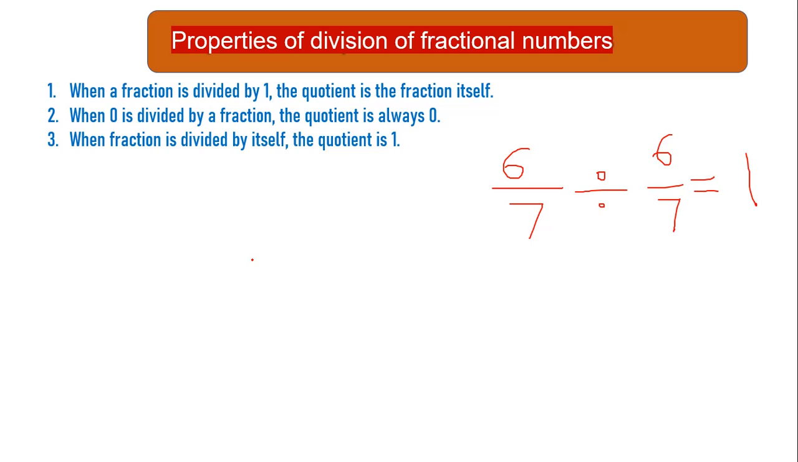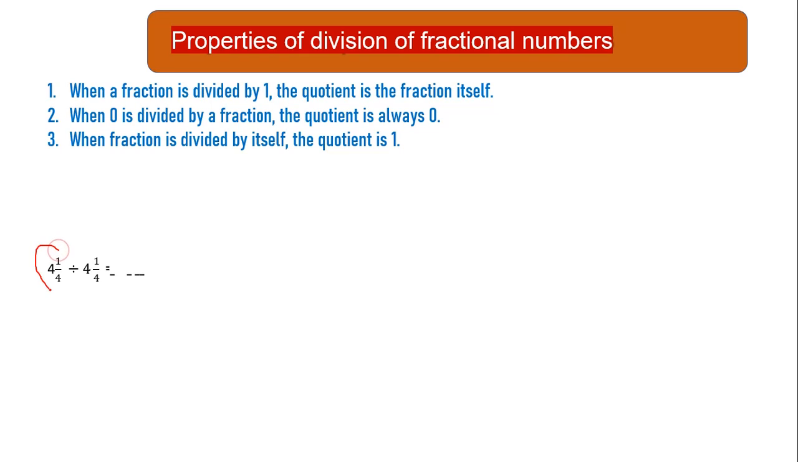Based on this, we will solve some fill in the blanks problems. Here is the problem. 4 1 by 4 divided by 4 1 by 4. As you can see here, we are dividing the fraction by the same fraction, which means this is property number 3. Property number 3 states that when a fraction is divided by itself, the quotient is 1. Hence, we are dividing the same fraction by the same, our quotient will be 1. So hence, our answer is 1 in this question.